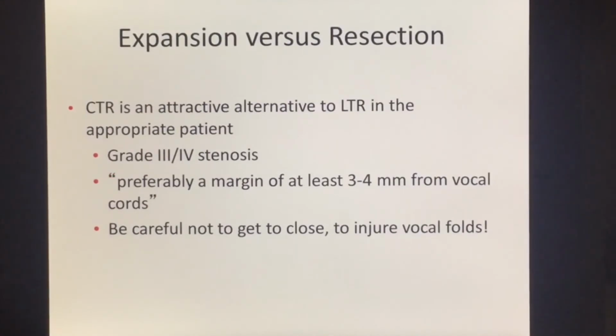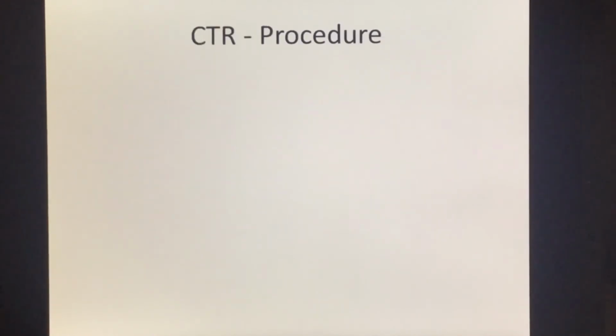Moving on to cricotracheal resection. So CTR is a useful surgery for a child who has severe stenosis, such that the anatomy of the glottis is respected. As you can see here, it's indicated for grade 3 or 4 stenosis, and preferably there's a margin of at least 3 to 4 millimeters from the vocal cords. We like to respect these vocal cords, as the goal of the surgery is to preserve phonation.